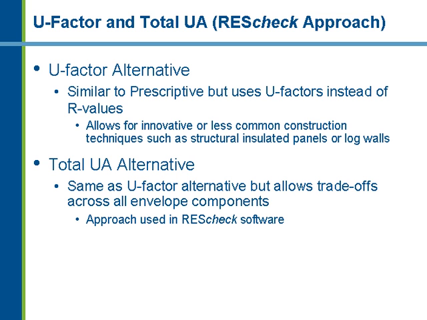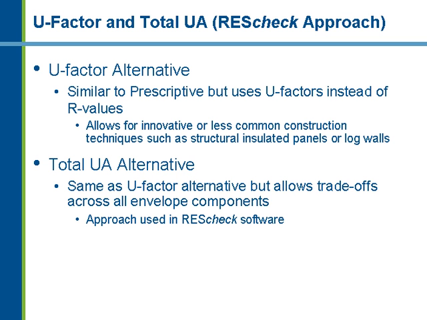And this is where it allows for innovative or less common construction techniques, such as structurally insulated panels or log walls. You might be looking at this U factor table, especially for log wall homes, instead of the R value table. If you're not insulating your log walls, then you are going to be looking at the maximum U factors.